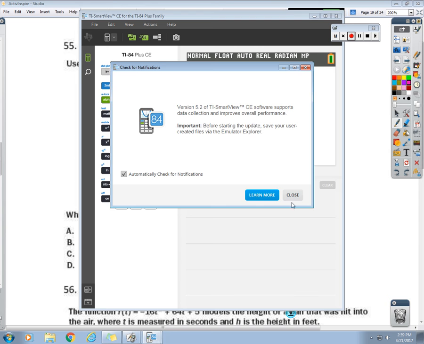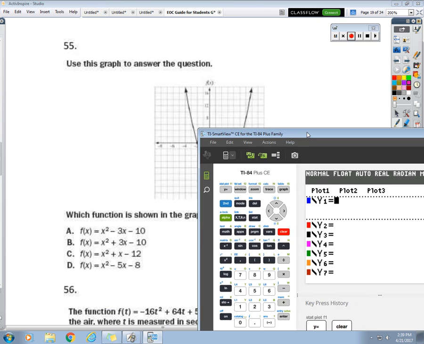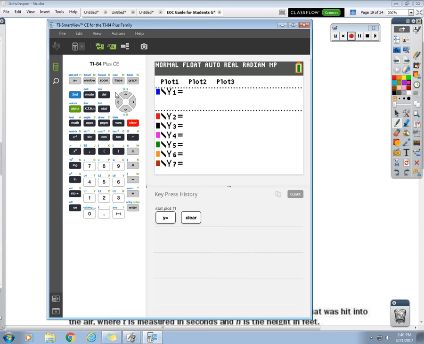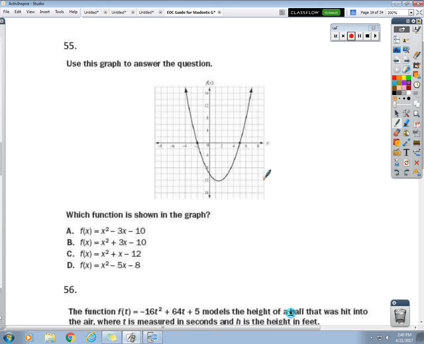Okay, so y equals x squared minus 3x minus 10. When you graph it, you see it crosses the x-axis in two places. Where are those two places? Negative 2 and positive 5. Is that where they cross on the picture? Yeah, so that's the right one. That's all you have to do.